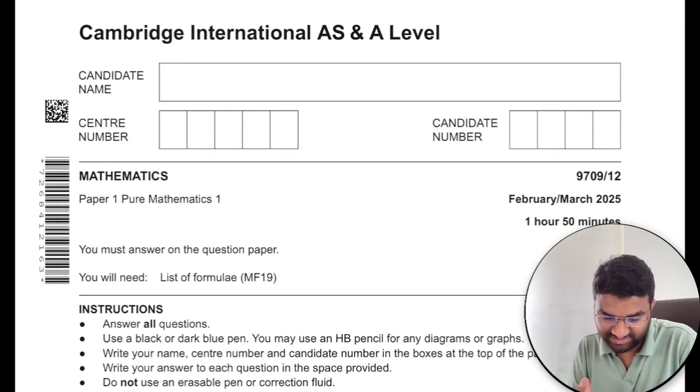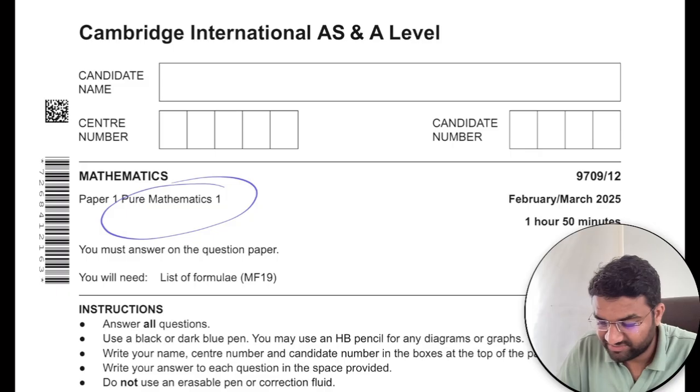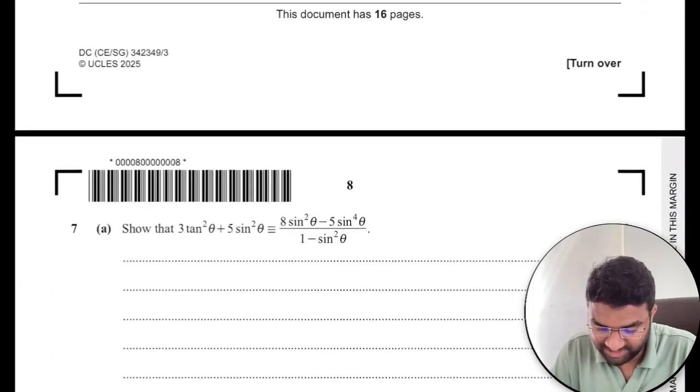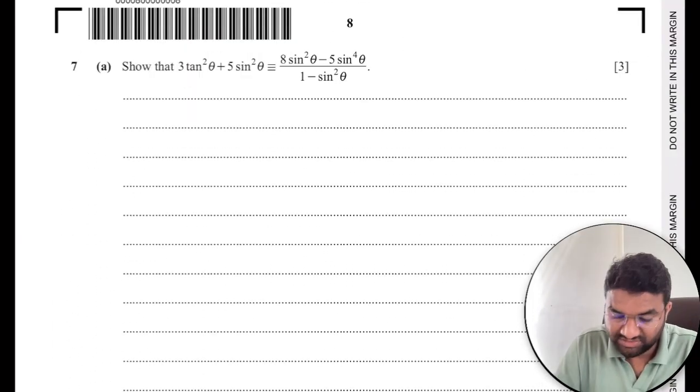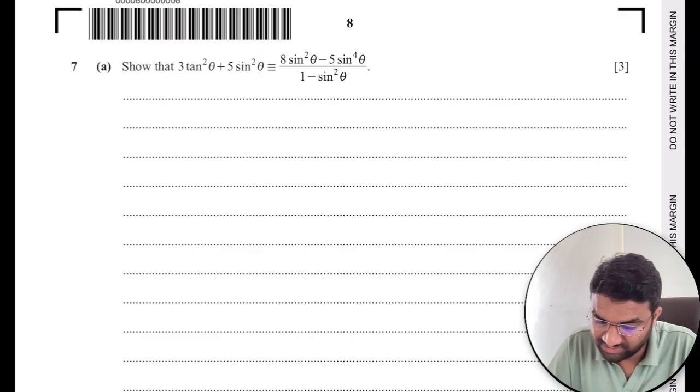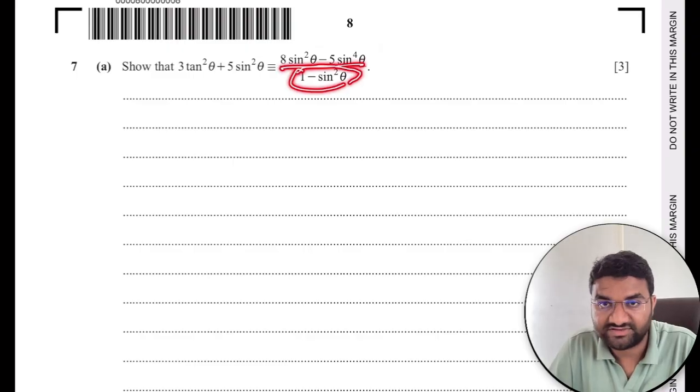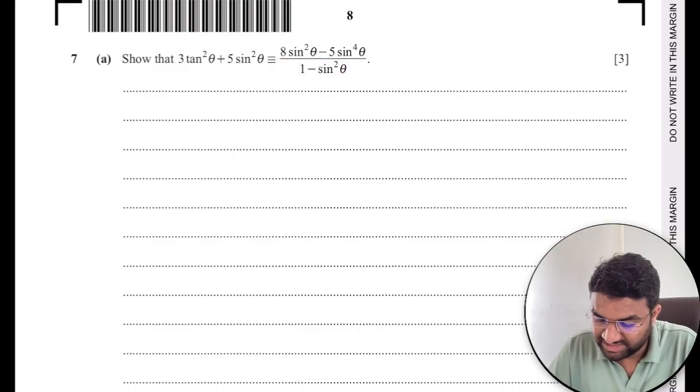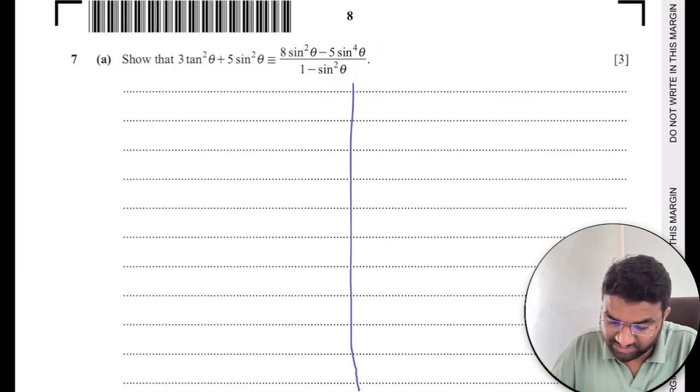Today we have to go through the Pure Math 2025 question. This is a trigonometry question. Show that 3 tan square theta plus 5 sin square theta is equal to 8 sin square theta minus 5 sin raised to 4 theta upon 1 minus sin square theta. So we have to take the left hand side and prove this.